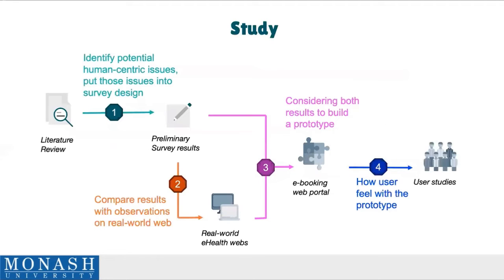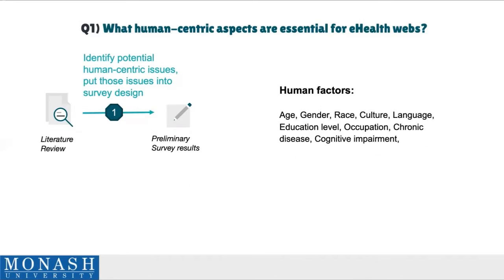We guide the study by 4 main steps below, answering the following research questions. To answer question 1, what human-centric aspects are essential for eHealth webs? We firstly identify the most common human factors that may cause human-centric issues in eHealth applications from literature review. We intentionally design those human-centric issues into the preliminary survey.